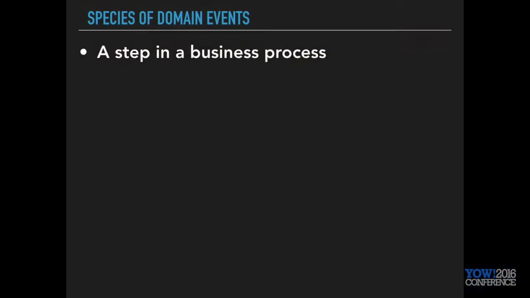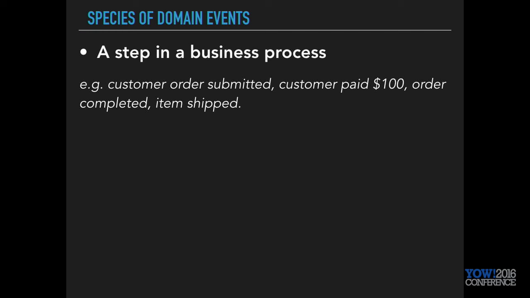kind of modeling surface. So in terms of what types of events there are, let's talk about species of domain events. The most common one that I find is some kind of step in a business process. Some examples of that might be customer order submitted. We have things like the customer paid a certain amount. If we're talking about e-commerce or something, it might be like that. Order completed, item shipped, those kinds of things would be steps in a business process. Maybe some kind of approval step if it's something that's being published or something like that.